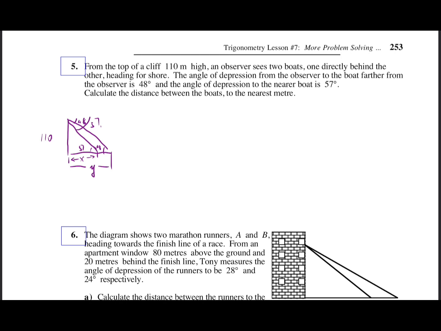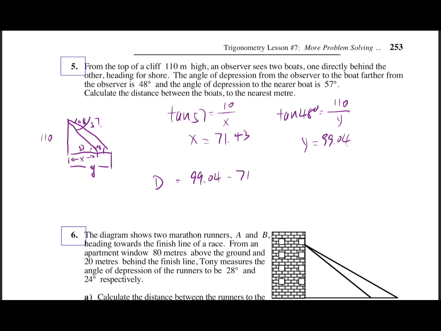Okay, so tangent 7 equals 10 divided by x, so x equals 71.43, and for tangent 48 equals 100 minus y divided by y, y equals 99.04, and then the distance is 99.4 minus 71.43, so it's 27.6, which equals 28 meters.